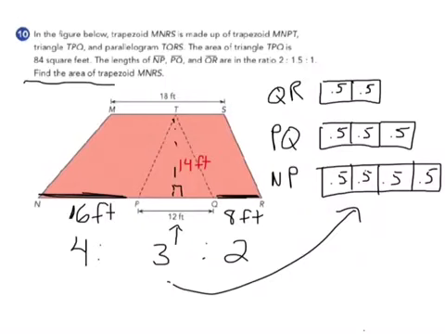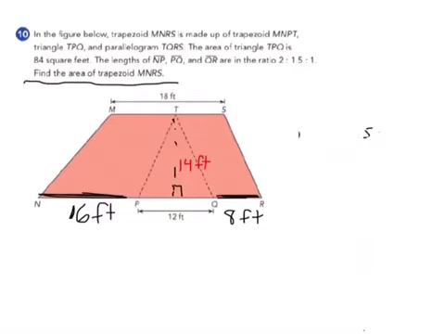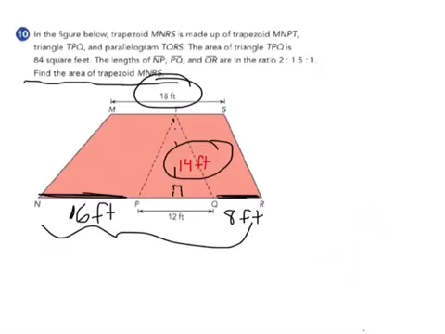Now I think we're ready to find the area of the full trapezoid. So I'm going to clear out everything again. Okay, we know the top base of our trapezoid is 18. The height of our trapezoid is 14. And our bottom base is 16 plus 12 plus 8. 8 plus 12 is 20. 20 plus 16 is 36 feet.